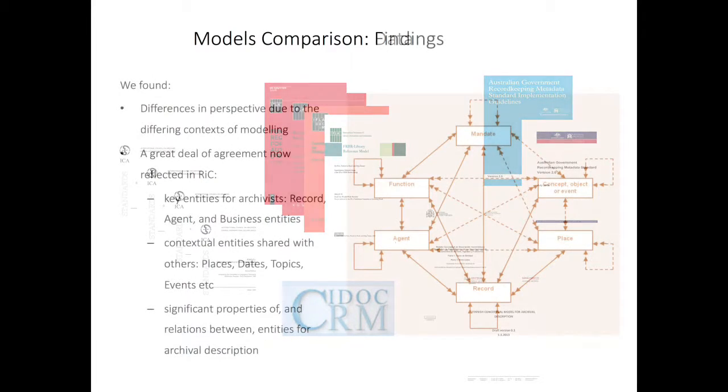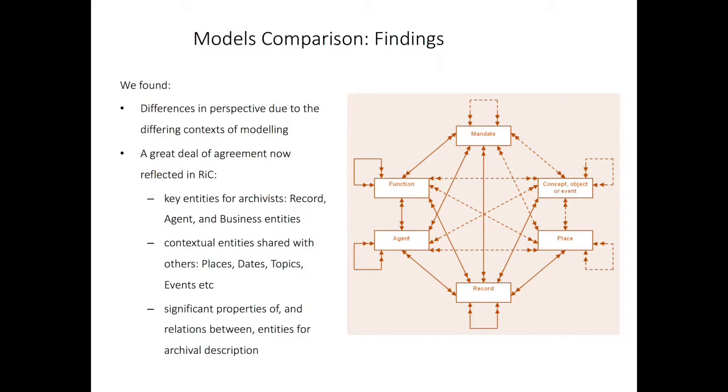That analysis showed us two key things, really. First, due to the differing perspectives and contexts, none of those models were the model that we actually needed. Second, though, while there are differences in detail, there was a great deal of consensus. There was almost complete agreement on the key things necessary to document when describing archives.